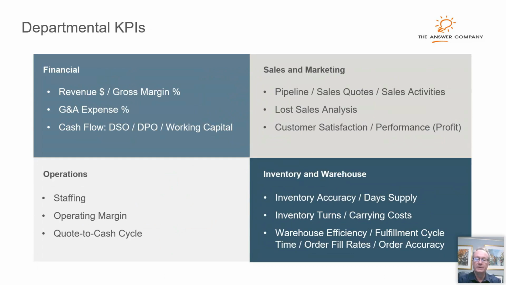Operationally, you need to be looking at metrics around staffing. They can mean a lot of different things to your business. Do you have adequate staffing? Are there areas where you need to do training? Do we need to look at staffing in other areas?